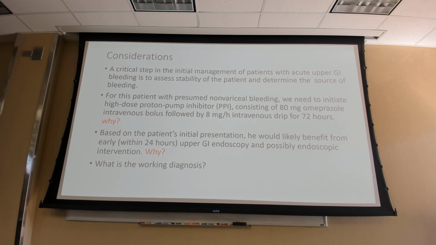All right, so obviously our most important step is, is the patient stable or unstable, so we need to get them some sort of resuscitation, and then we need to determine the source of the bleeding. So this one, we presume that it's non-variceal bleeding. We didn't see any stigmata of end-stage liver disease or portal hypertension, so we typically do the high-dose PPI. And then, based on their presentation, this one needs an upper endoscopy within 24 hours.